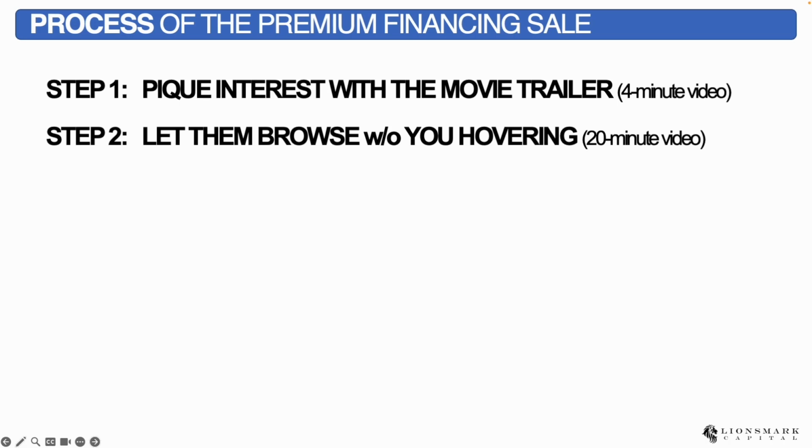Step 2 is we want to let them browse without you hovering and without me hovering. The way we do this is similar to the 2 to 4 minute video. We also have these 15 to 30 minute videos. I'll just call them 20-minute videos. These are pre-recorded webinars specifically built for clients' eyes, not advisors' eyes. The rationale behind having these videos in our library is, here's a perfect example.